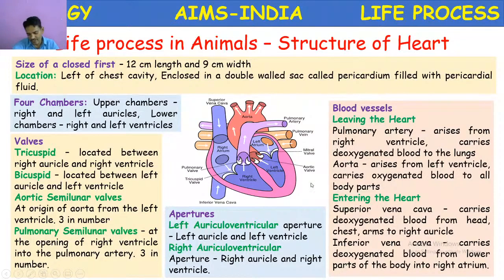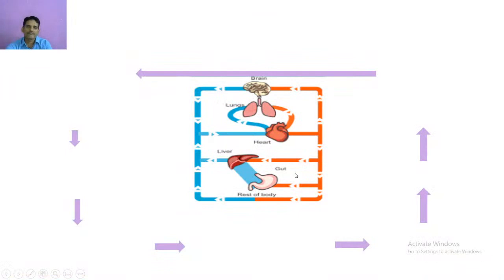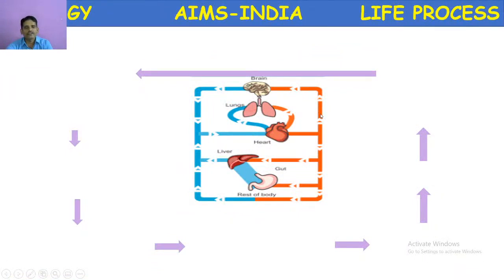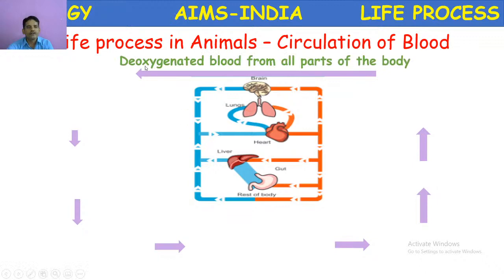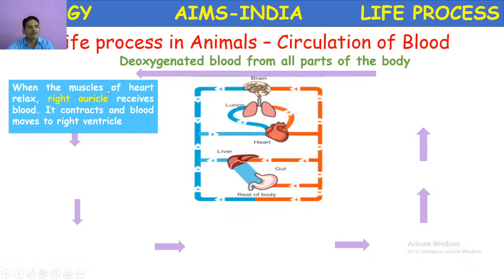So let us see how the mechanism occurs. This is the chart showing the double circuit circulation. Circulation of blood. The physiology of blood circulation. Here, deoxygenated blood from all parts of the body is carried to the right auricle or right atrium, which receives the deoxygenated blood through the superior vena cava and inferior vena cava.